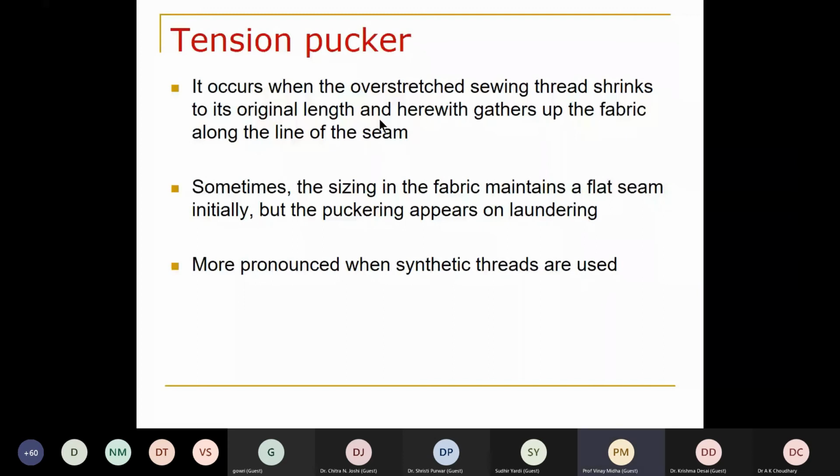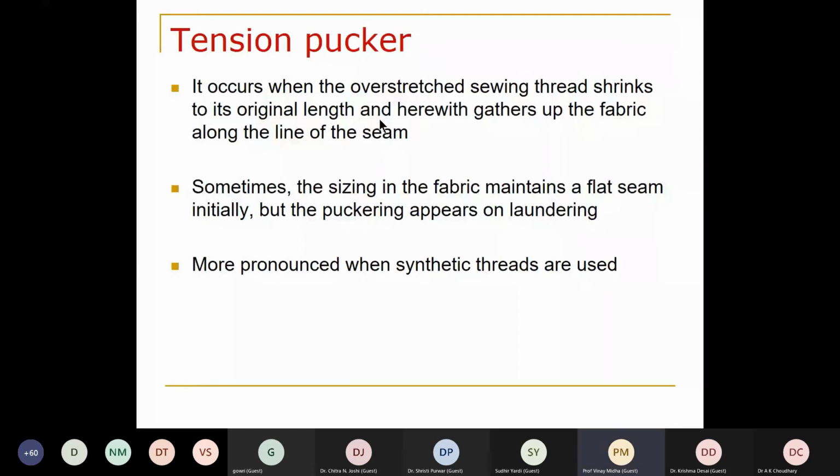Stretching of the sewing thread, the tension level is high, you can say, and then after the stitching has taken place, it shrinks to its original length, and therefore gathers the fabric along the line of the seam to make the tension puckers. And sometimes the size which is applied on the cotton sewing threads, that is on the cotton fabrics, also maintains the seam flat initially. But once the washing is carried out, then that particular size from the cotton yarns is removed, and because of that, the fabric will start puckering.